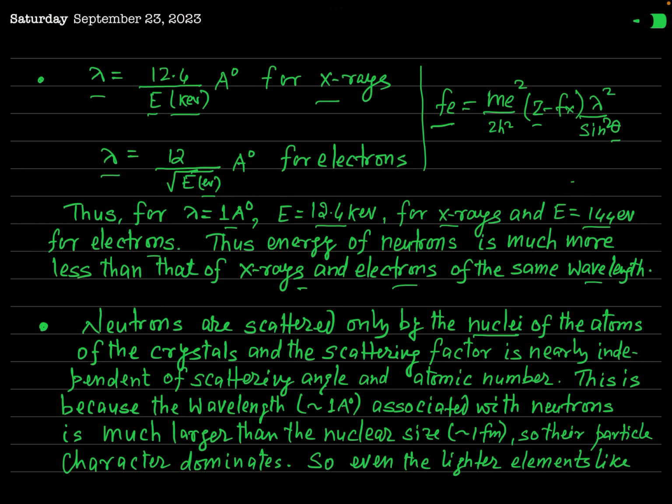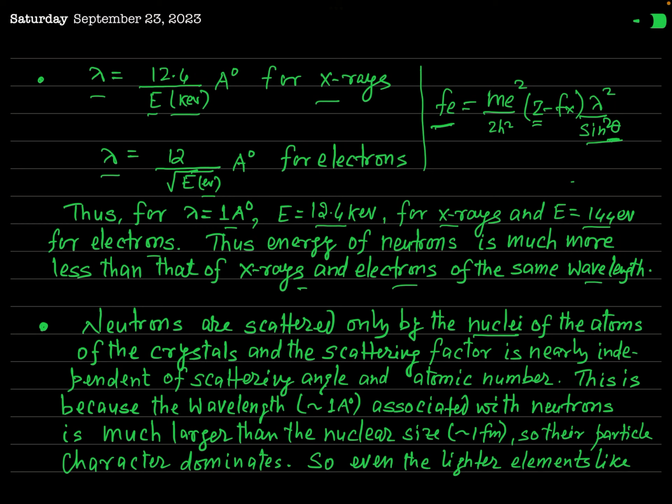Z actually represents the total number of electrons or protons in the nucleus. And theta is the Bragg angle, or you can say the glancing angle. And you have seen in case of electron, with increase in theta, this sine squared theta increases, and so Fe decreases. And with increase in Z, Fe increases. Z actually represents the total number of protons in the nucleus or total number of electrons in the extranuclear orbit.